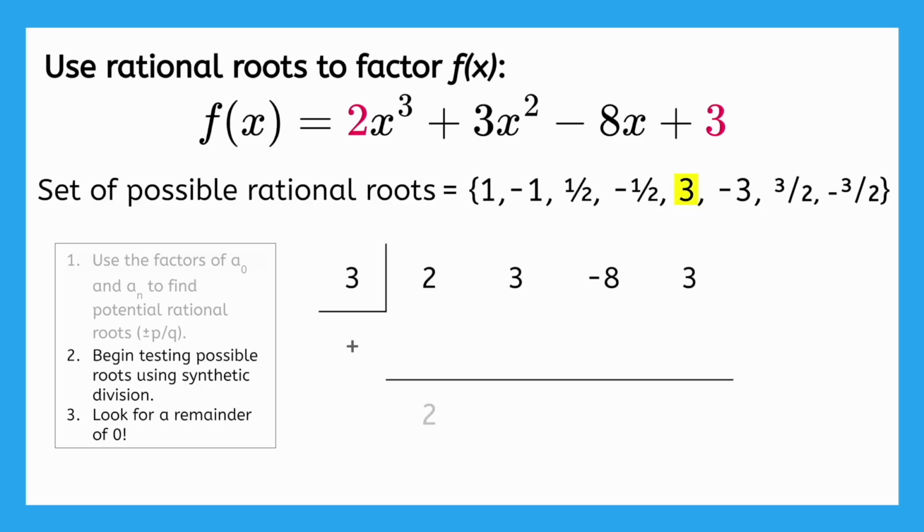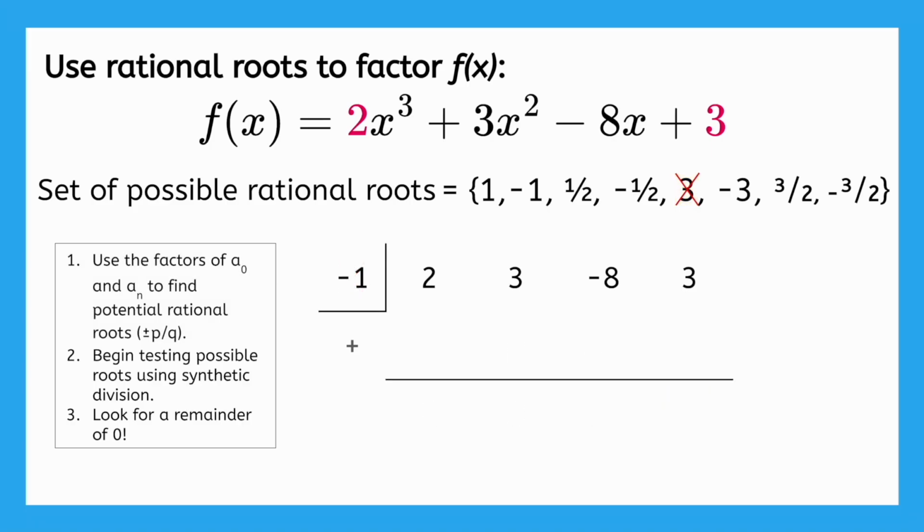Here we go. Bring the 2 straight down. 2 times 3 is 6. 3 plus 6 is 9. Negative 8 plus 27 is 19. 3 plus 57 is 60. That remainder is not 0, so we know that 3 is not a root of our function. Here's a tip. If you start to notice that your current trial won't end with a remainder of 0, you don't need to keep going. Feel free to abandon that attempt and try another candidate.